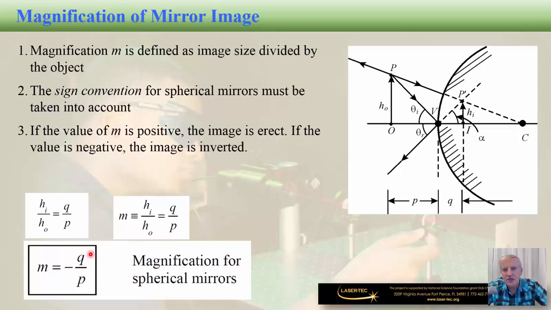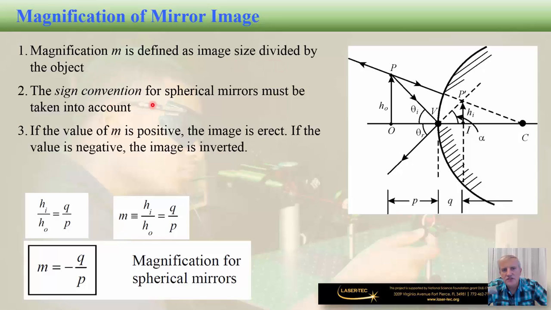Remember how we defined the p and q. The p represents the distance of the original from the mirror, and q represents the distance of the image to the mirror. So if you take the ratio of q over p with the negative sign, you can come up with the value of the magnification. So once more, magnification m is defined as the image size divided by the object size.